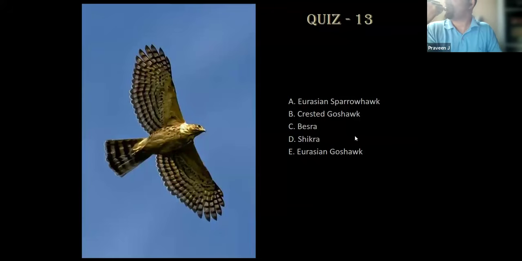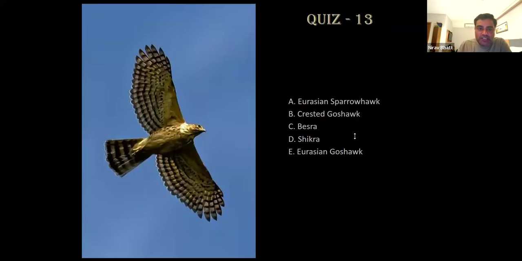I think 71% of people have voted for Crested Goshawk. Correct. 10 and 11 for Eurasian Sparrowhawk and Eurasian Goshawk. Correct. So most of you have again got it correct. It's a Crested Goshawk. How do we see that? We have 1, 2, 3, 4, 5, 6 outer primaries, very rounded wings, bulging secondaries, pinching inside the body, large beak. It makes it a Crested Goshawk.